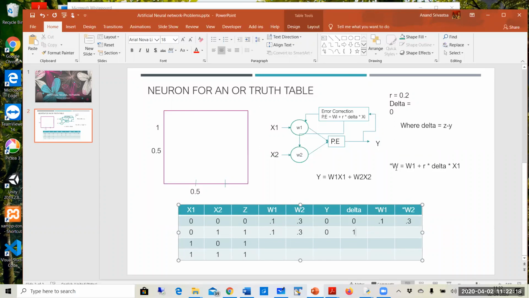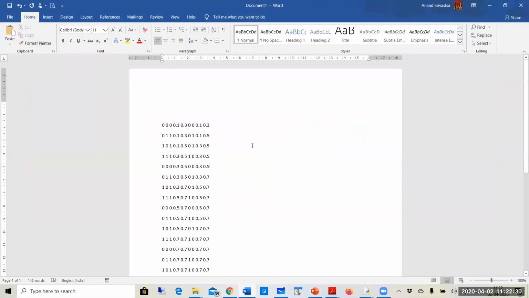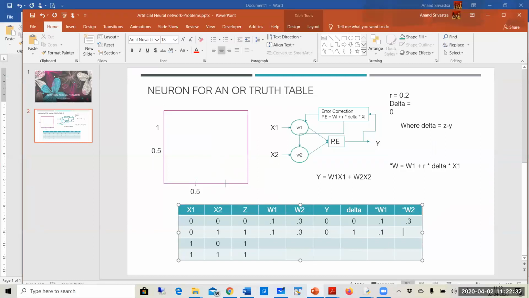Now if I apply this formula, this will become 0.1 and 0.5. Now this 0.5 will be used over here, 0.1 and 0.5. Now if this same thing gets applied over and over again, you will be able to see that the weights are getting changed for every iteration.